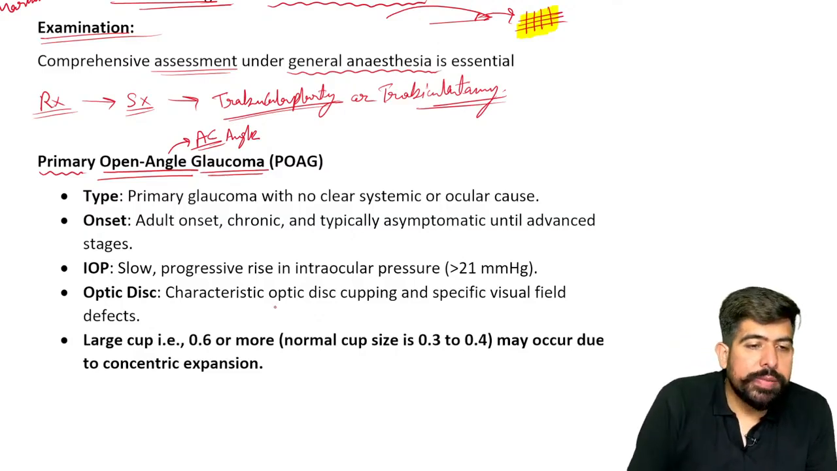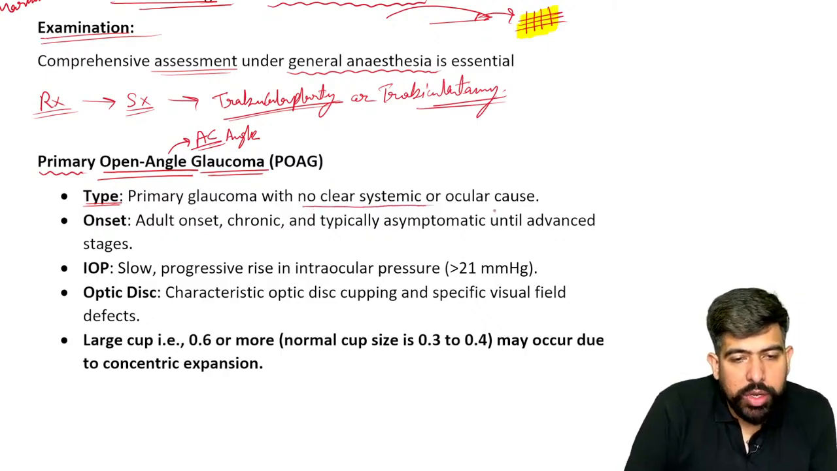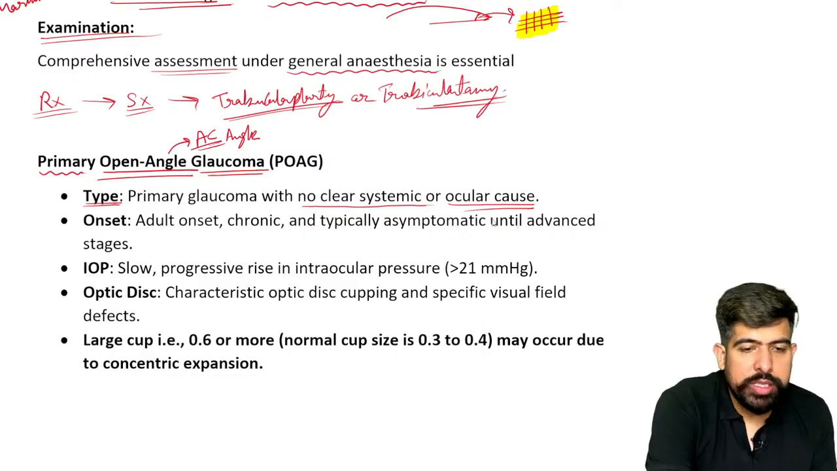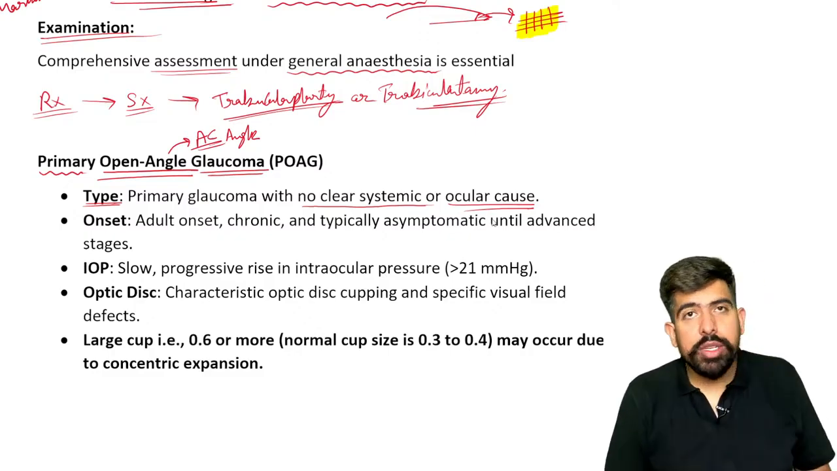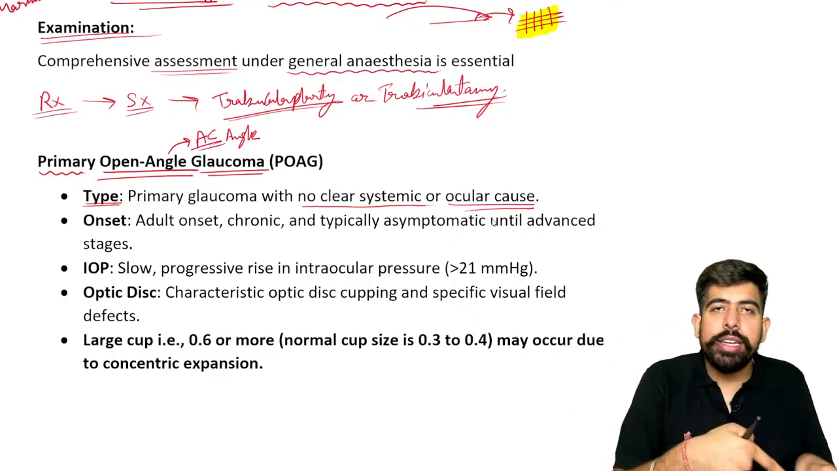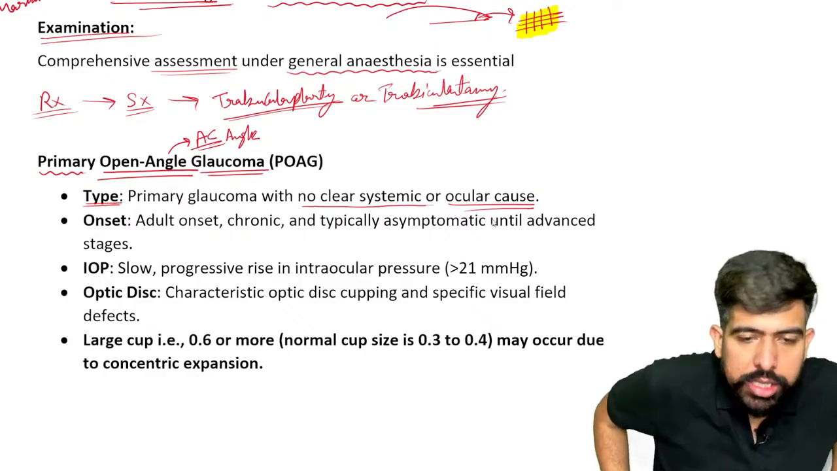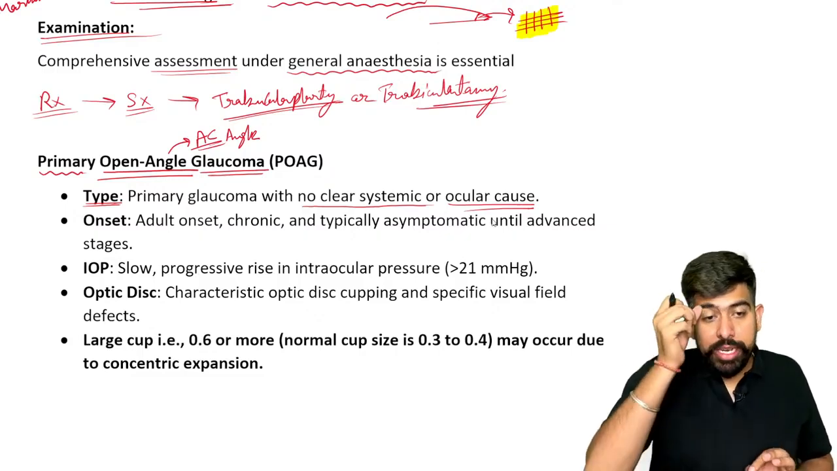Not only this, the type is primary glaucoma with no clear systemic or ocular causes. There are no other ocular causes, which means no other eye diseases are present, right? This is the primary. If I add the word secondary, it means it is due to some other disease. So we are not talking about secondary, we are talking about primary glaucoma, right?